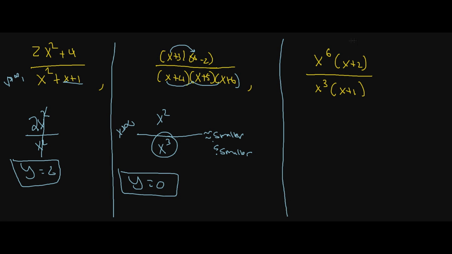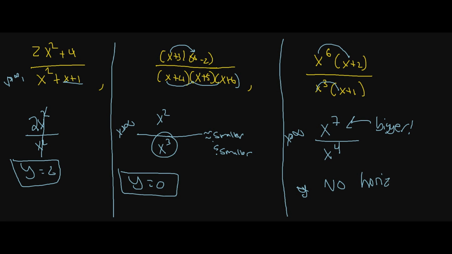Now let's look at this one. Well, we have x to the 6th times x, so that's x to the 7th divided by, well, x to the 3rd times x, so we get x to the 4th. Again, ignoring the plus 2 plus 1, because if I plug in 30 billion, these are insignificant. Now, as x goes to infinity, what's going to get bigger, the top or the bottom? Well, the top is going to get bigger and bigger and bigger. So it's going to keep increasing. So there's no horizontal asymptote.